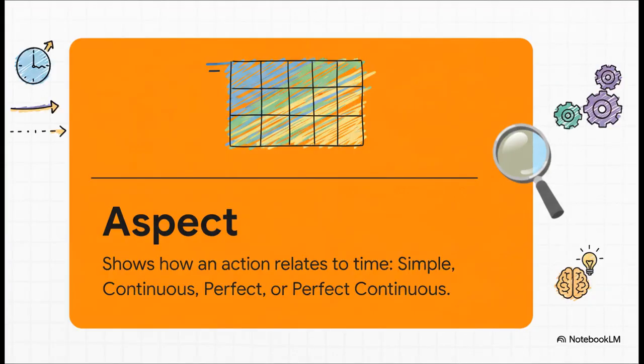Simple. Okay, now for the second part, aspect. And this is where the real magic happens. Aspect tells us how that action relates to time. Is it a simple, complete fact? Is it ongoing and in progress, continuous? Is it perfect, meaning it's finished before something else? Or is it perfect continuous, focusing on how long an action has been happening? These four are what give our sentences all their rich meaning and texture.